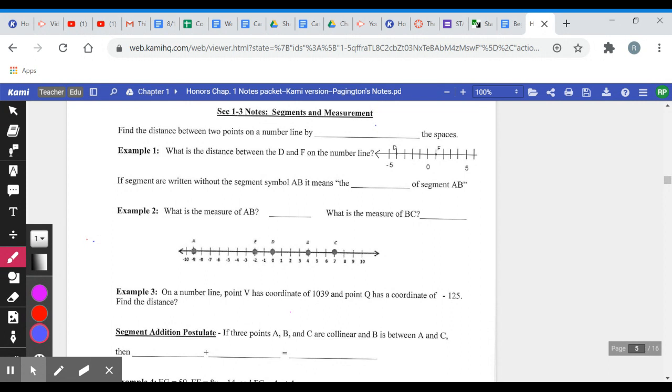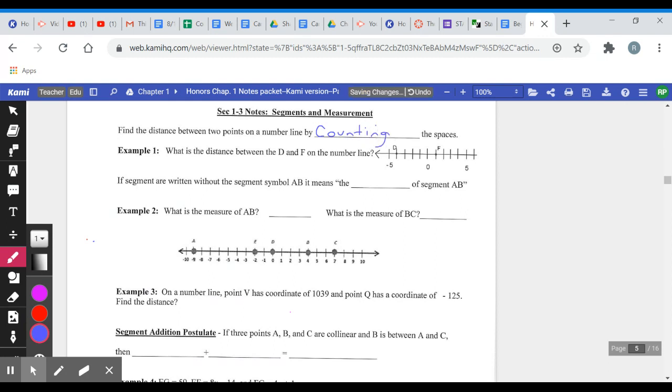So the first thing it's asking here is to find the distance between 2 points on a number line by what? The spaces. So one thing you can do if you think about it is just count the spaces. Quick and easy way. So counting.